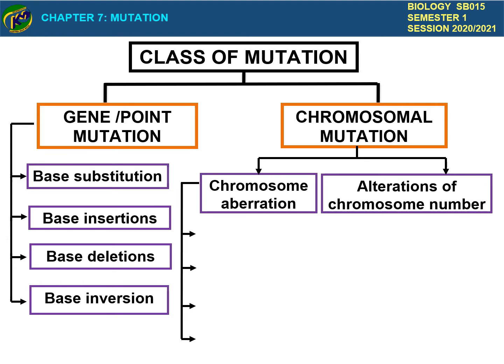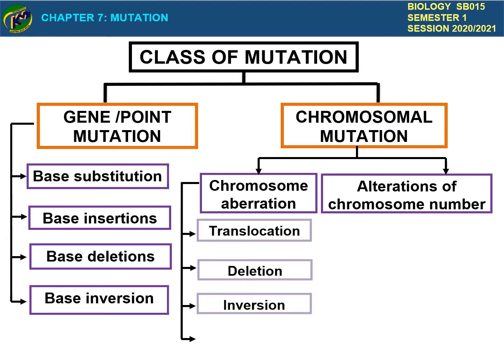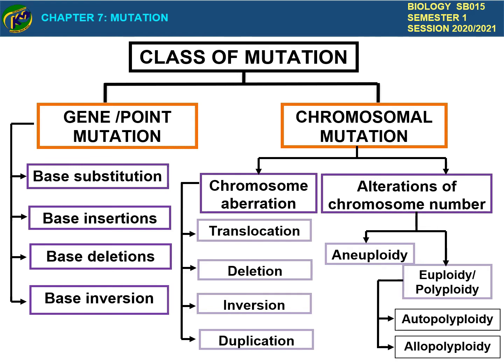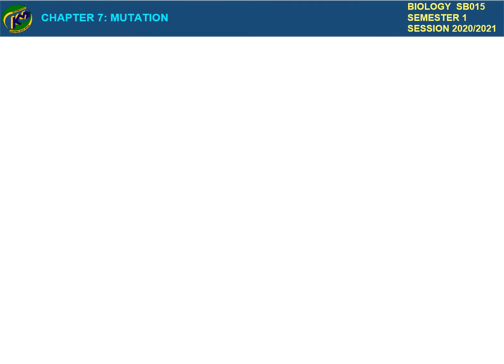Chromosome aberration can be classified into translocation, deletion, inversion, and duplication. Alteration of chromosome number has 2 main classes. The first class is aneuploidy and the second class is euploidy, also known as polyploidy. Euploidy can be further classified into autopolyploidy and allopolyploidy.